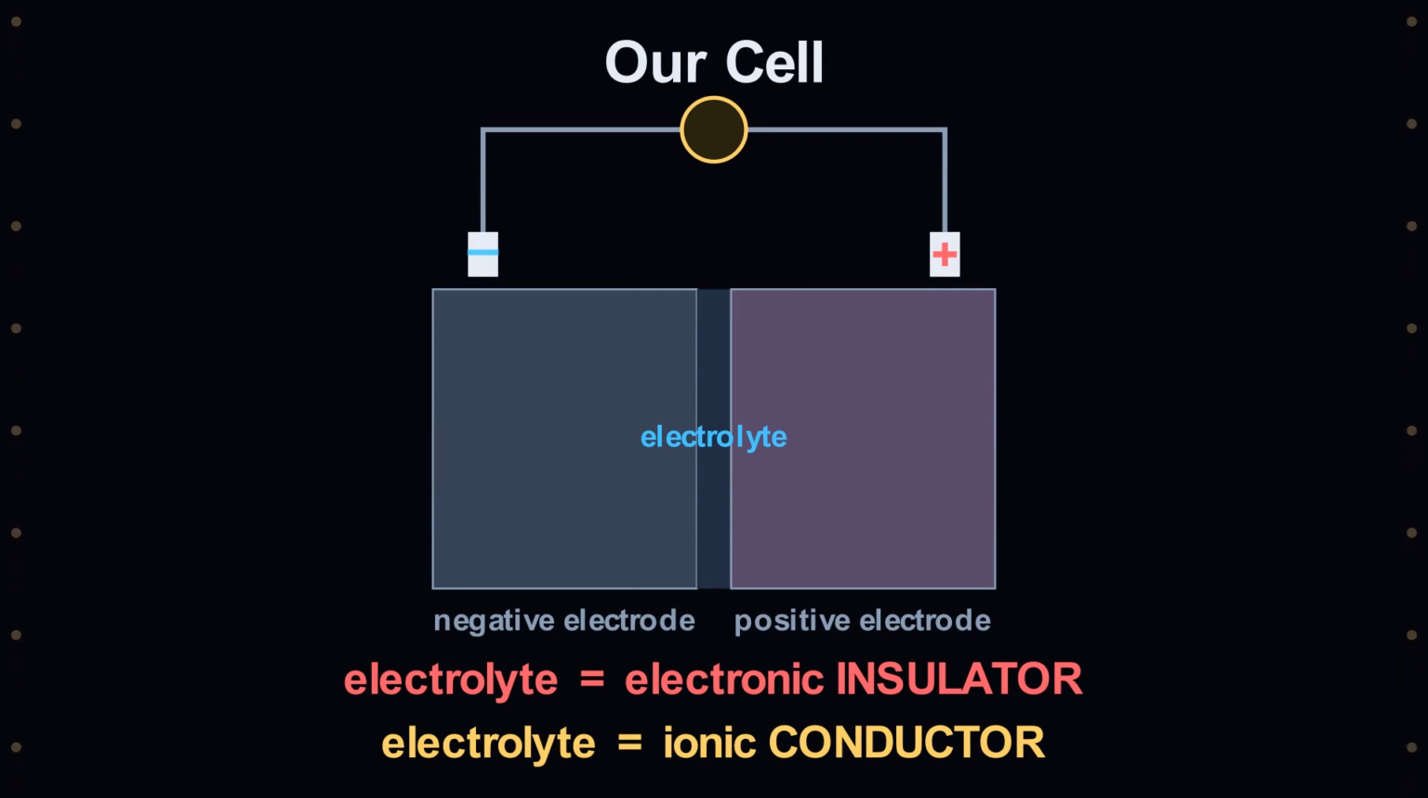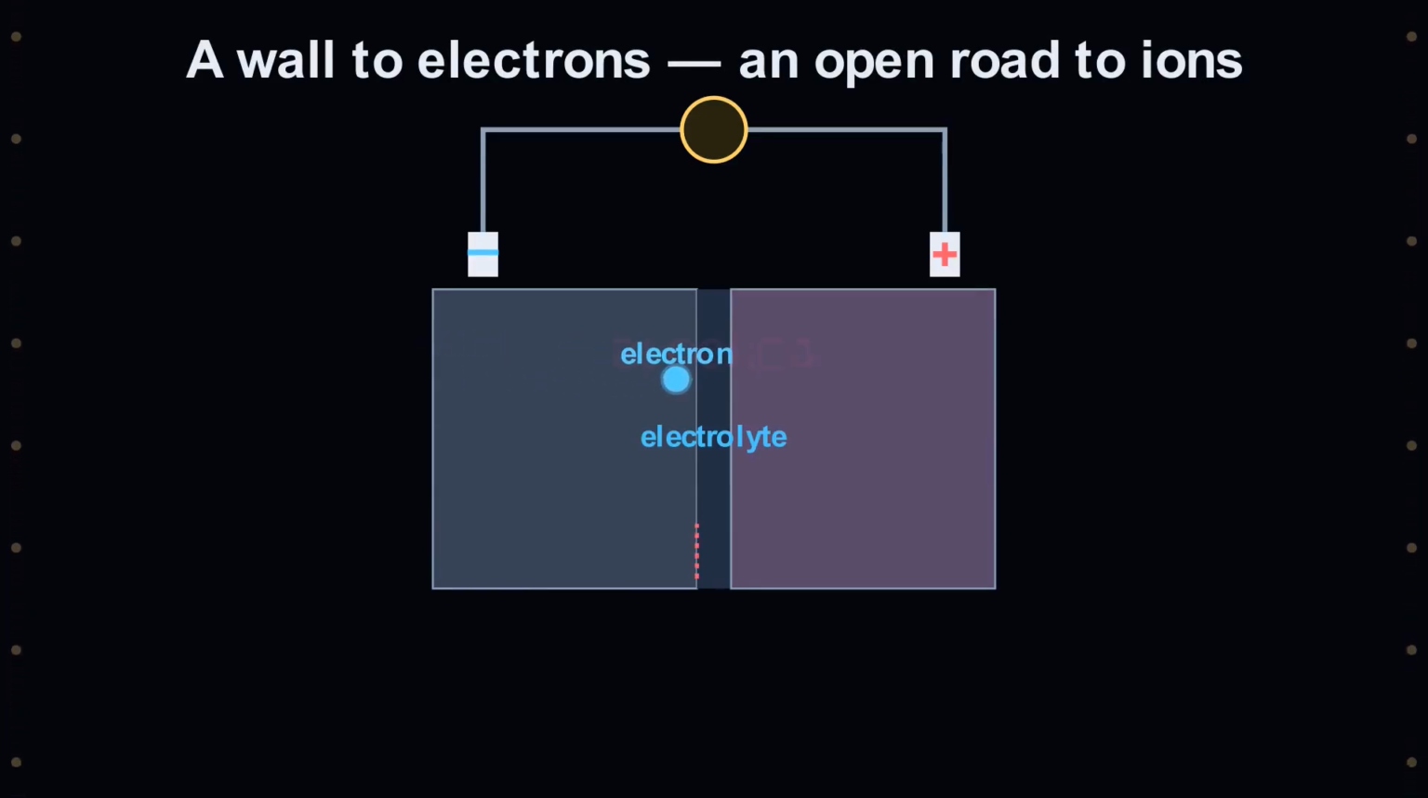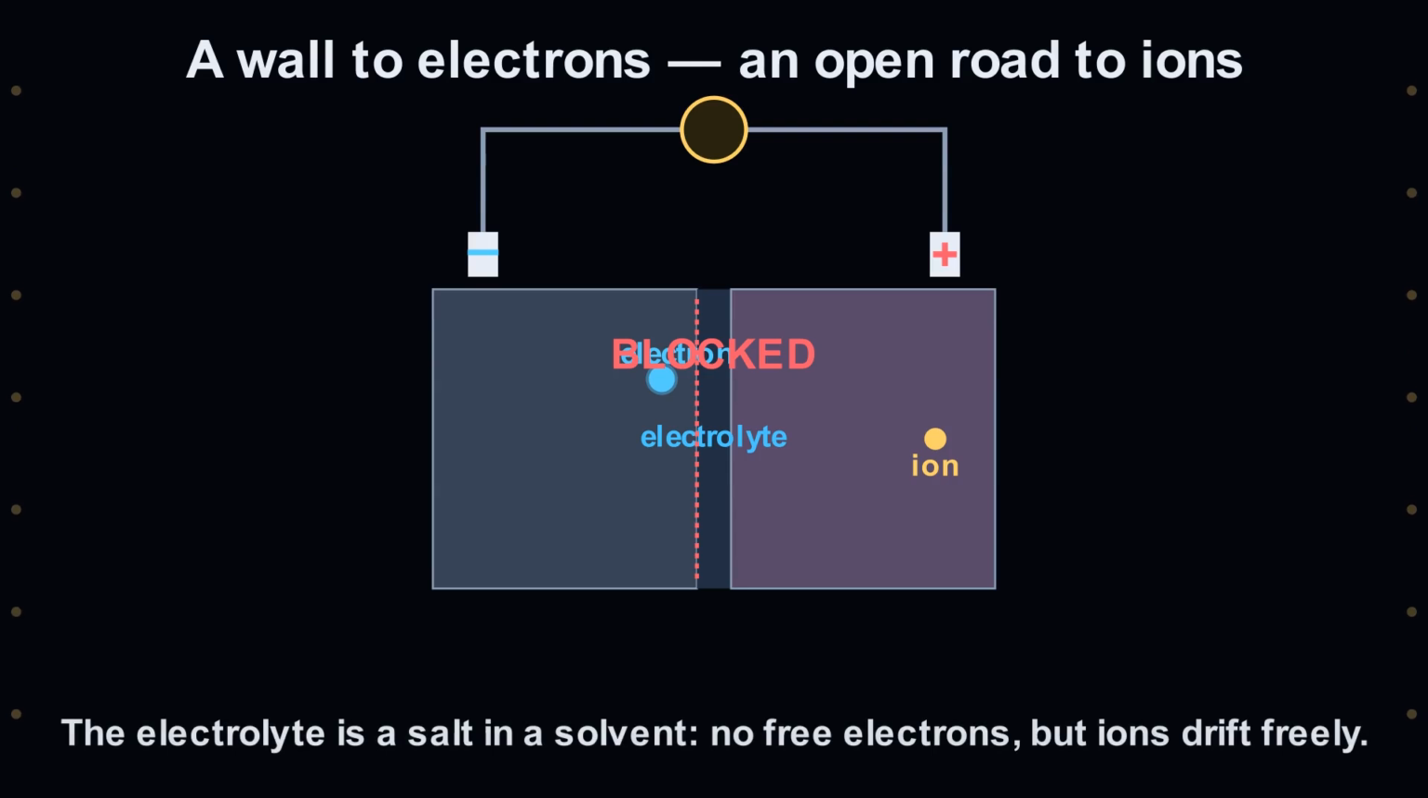Now here is the one rule that changes everything. That electrolyte in the middle is an electronic insulator. It flatly refuses to let a single electron pass through it, but it is an excellent ionic conductor. Charged atoms, ions, slip through it with ease. Why the difference? The electrolyte is just a salt dissolved in a solvent. It has no free electrons and no metal pathway, so an electron trying to cross finds nothing to travel on. But the salt itself has split into charged ions that are free to drift. So the middle of the battery is a wall to electrons and an open road to ions.